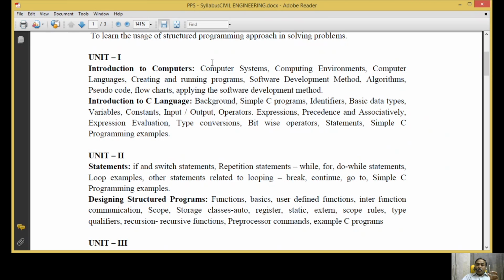Right? We'll know about these also. We'll develop certain flowcharts and pseudocodes also. Applying the software development method, how it happens. We'll have a brief overview of that.